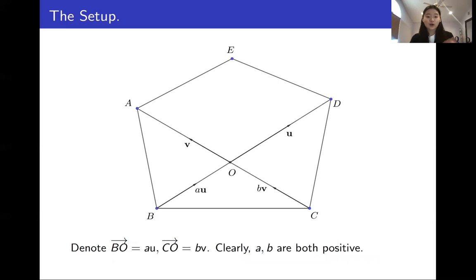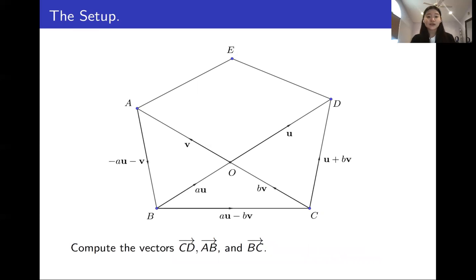Next, I define vectors OB and OC as a·u and b·v, as they are collinear with u and v. Here, a and b are two positive parameters which will play an important role in the sequel. After that, I compute the vectors AB, BC, and CD in terms of u, a, and b.